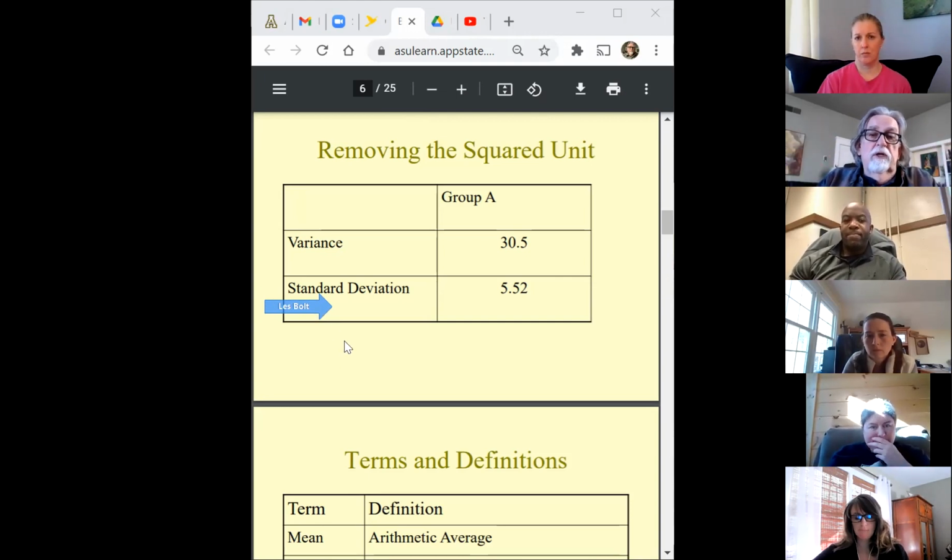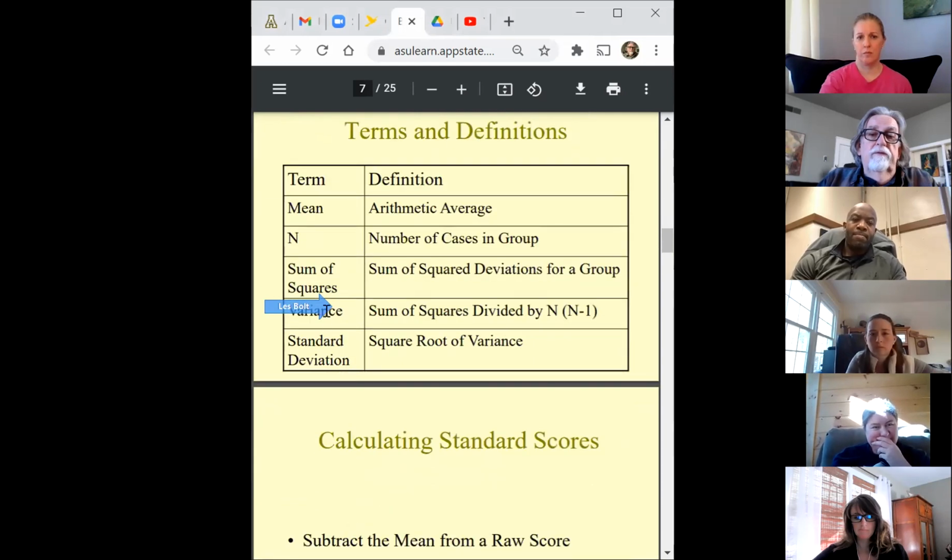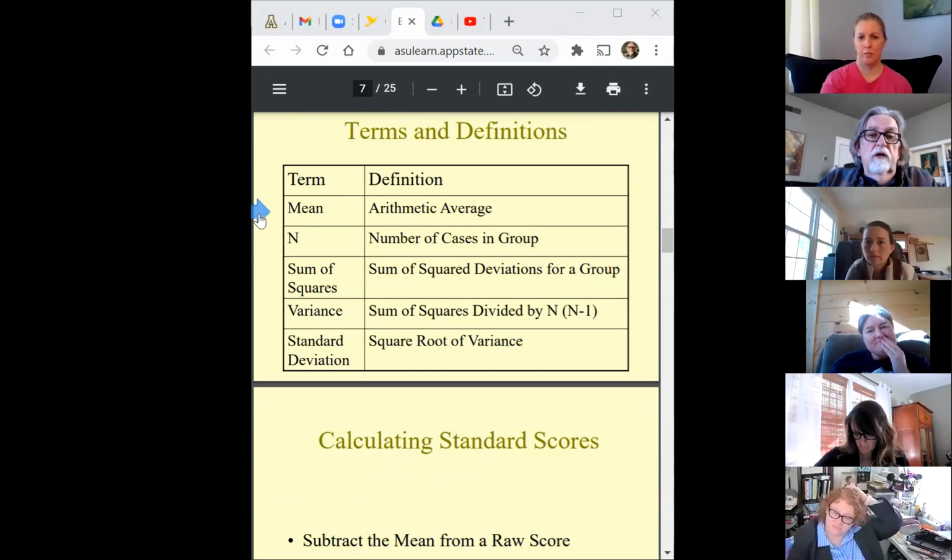So definitionally, we know these 5 things. We know what a mean is, just the arithmetic average. Number of cases is n. Sum of squares is the sum of squared deviations for the overall group. Variance is that sum of squares divided by n minus 1, and standard deviation is the square root. And so we've gone from squaring that information up to now bringing it back to its original unit.